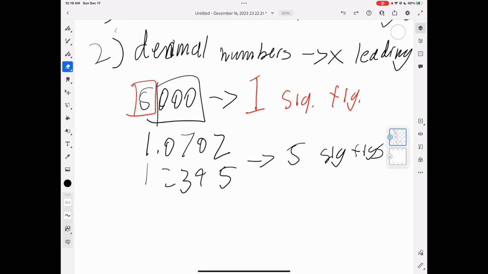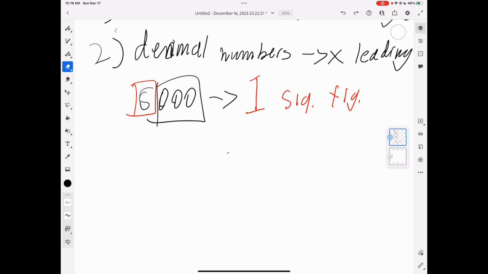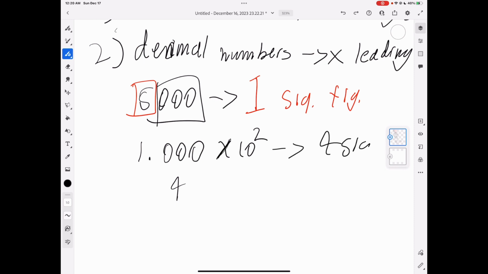And this applies to scientific notation as well. If we have something like 1.000, and note that since there is a decimal, these are not trailing zeros, so these are 4 significant figures. You can say that this has 4 sig figs, as this does not count as a sig fig.